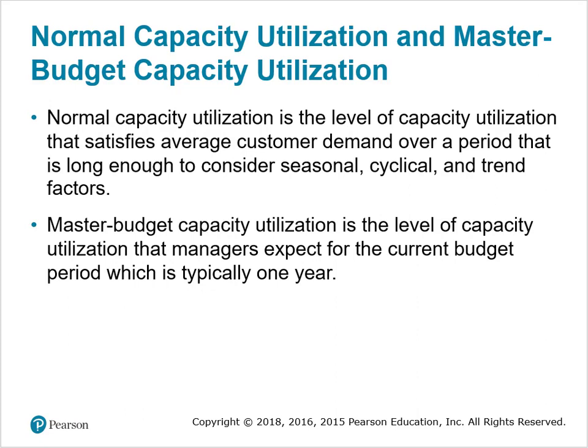So we're turning now to the next 2 types of capacity. Normal capacity utilization is the level of capacity utilization that satisfies average customer demand over a period that's long enough to consider seasonal, cyclical and trend factors. Okay? Master budget capacity utilization is the level of capacity utilization that managers expect for the current budget period, which is normally 1 year. These two capacity utilization levels can differ significantly in industries that face cyclical demand patterns.